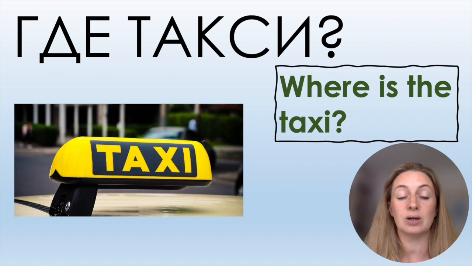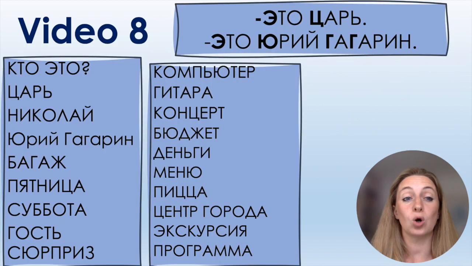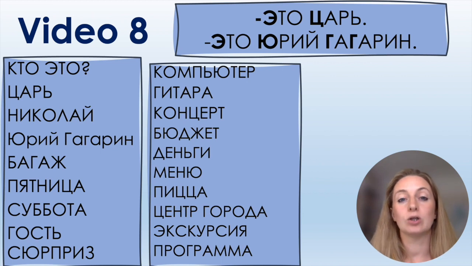Read with me and repeat now all words. Кто это? Царь. Николай. Юрий Гагарин. Багаж. Пятница. Суббота. Гость. Сюрприз. Компьютер. Гитара.